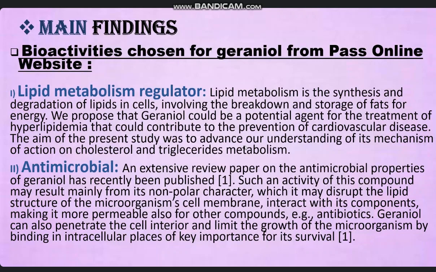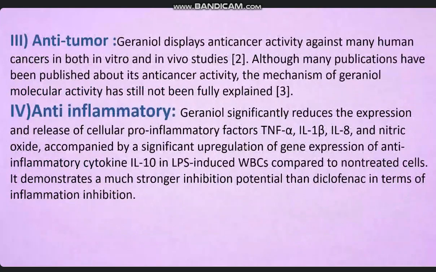And geraniol can also stop the growth of microorganisms. Third one is anti-tumor. Geraniol displays anti-cancer activity against many human cancers in both in vitro and in vivo studies. Although many publications have been published about its anti-cancer activity, the mechanism of geraniol's molar activity has not been fully explained yet. So the anti-tumor or anti-cancer activity of geraniol is confirmed by in vitro and in vivo studies.